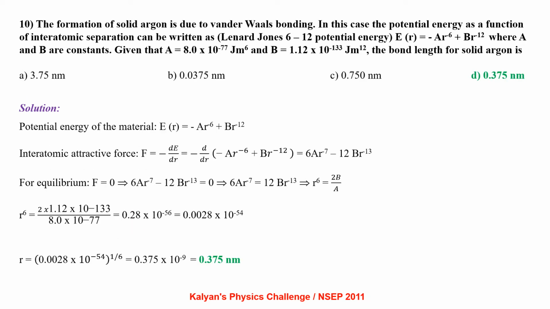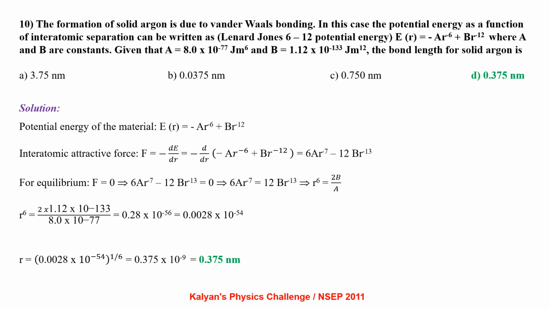The formation of solid argon is due to van der Waals bonding. In this case, the potential energy as a function of interatomic separation can be written as E(r) equal to minus A r power minus 6 plus B r power minus 12, where A and B are constants. Given that A equal to 8 into 10 power minus 77 joule meter power 6 and B equal to 1.12 into 10 power minus 133 joule meter power 12.